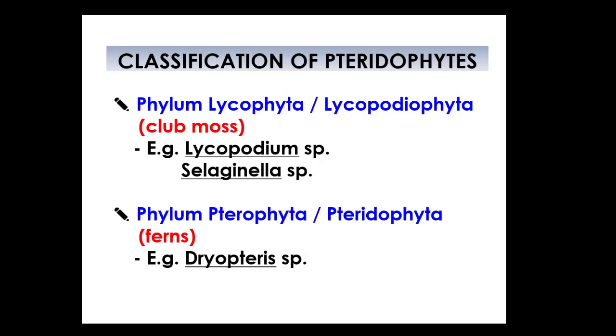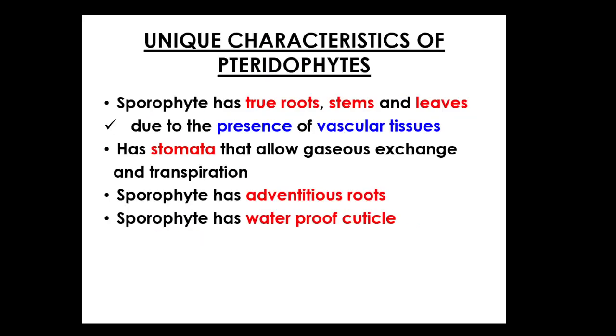So when we classify pteridophytes, we can classify it into two phyla, which is phylum Lycophyta or Lycopodiophyta, which is club moss. And the examples of species for these are Lycopodium species and Selaginella species. Another phylum is phylum Pterophyta or phylum Pteridophyta, and these are ferns. Example of Pterophyta is Dryopteris species.